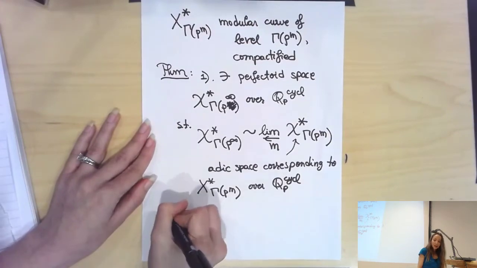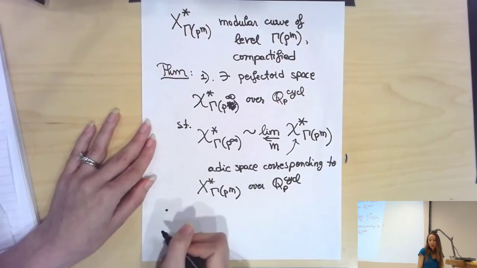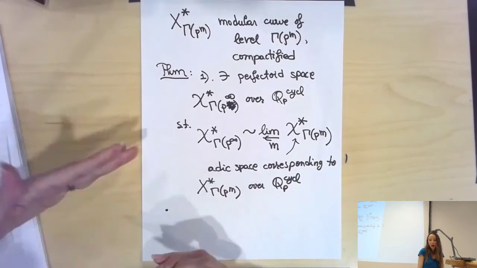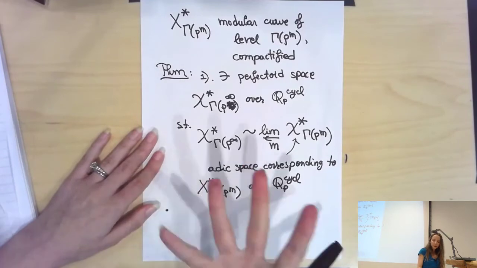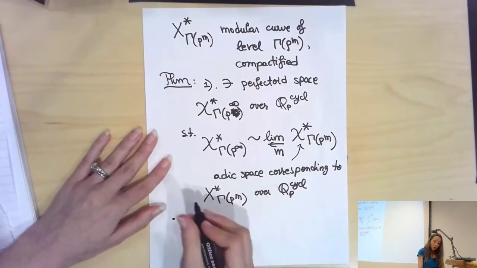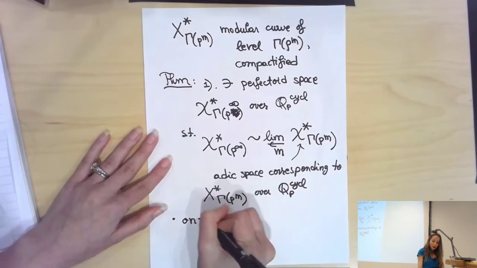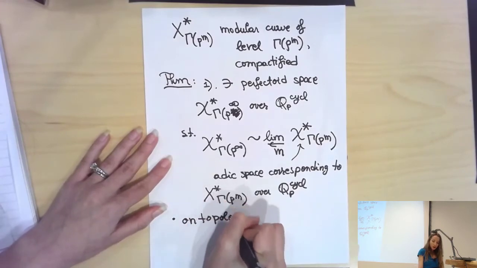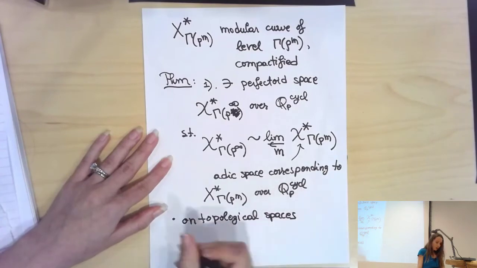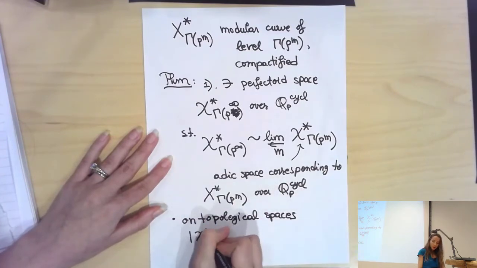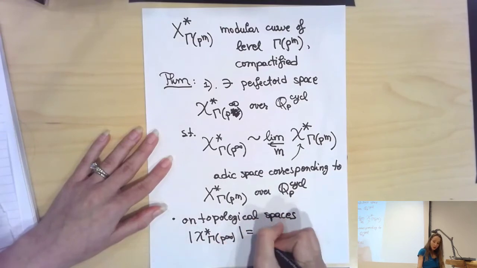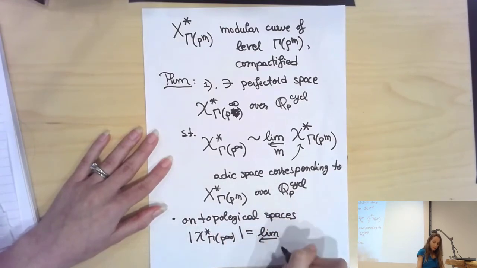Well, a perfectoid space is an adic space. So you have an underlying topological space, and you have a structure sheaf and a structure sheaf with a plus. On topological spaces, this relation is not so bad. What you have is that the underlying topological space at infinite level is just the inverse limit of the topological spaces at finite level.